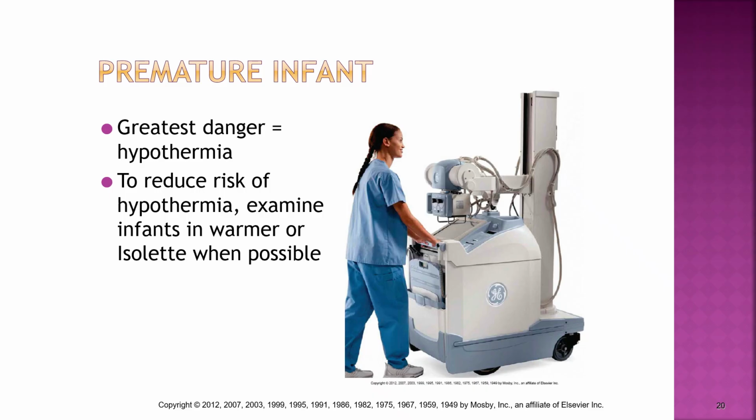If the baby is in an isolette, that's a bassinet with a cover on it, it might be that the nurse places the cassette for you. It might be that it has a crawl space under it where you can place the image receptor or cassette, and therefore you don't have to put the cassette inside the bassinet with the infant, and that just reduces the possibility of infection.